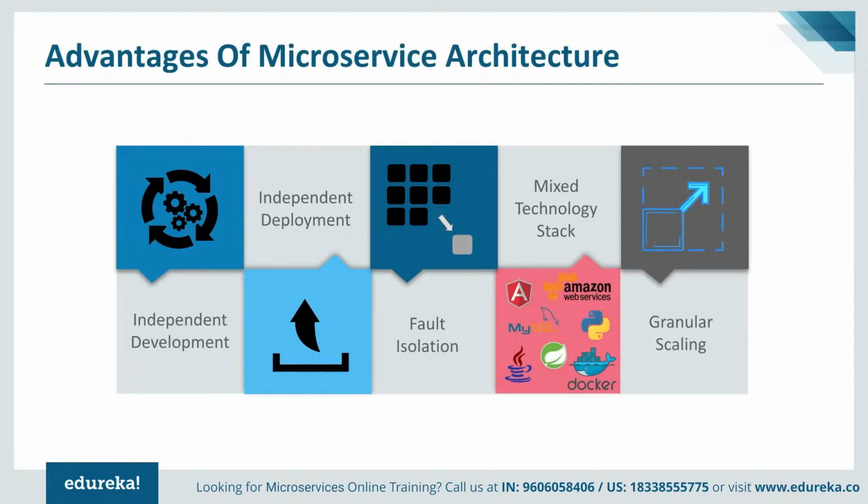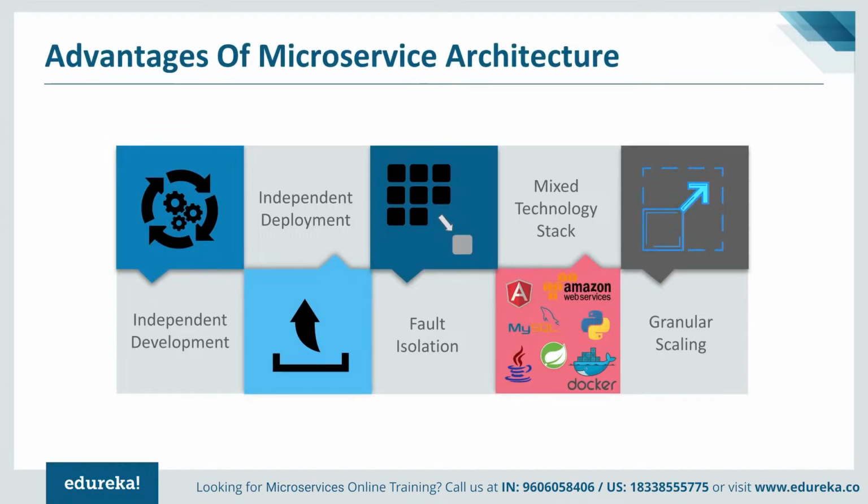So next is fault isolation. It is a very big advantage, guys. Basically, if a service goes down, it won't take the entire application down with it. For example, if my card service goes down, my entire application is largely unaffected. Unlike the monolithic architecture, where if one of my components goes down, the entire application fails to work.